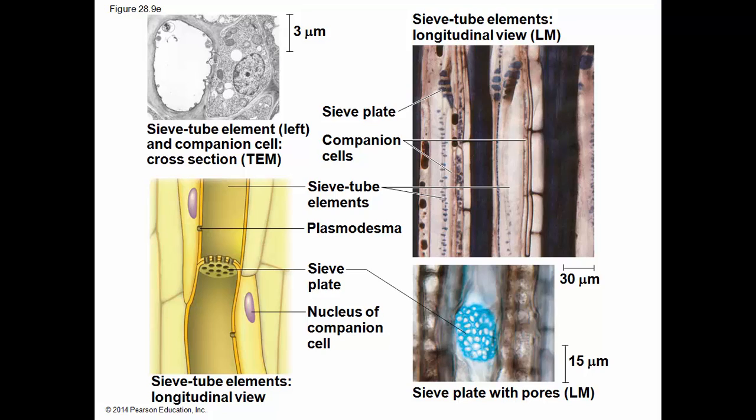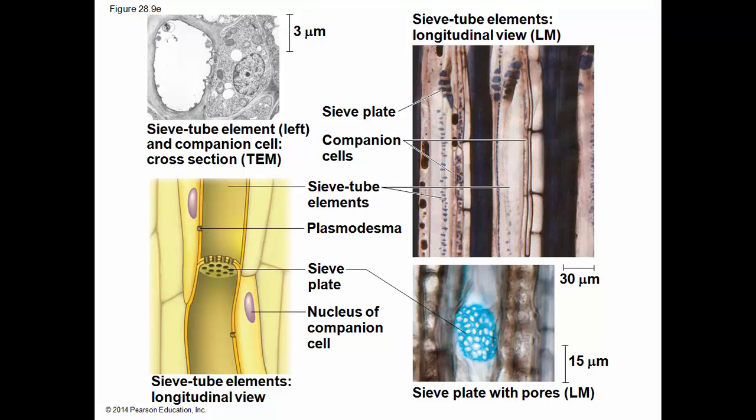Though alive, sieve tube elements lack a nucleus, ribosomes, a distinct vacuole, and cytoskeletal structures. The reduction in the cell contents enables the nutrients to pass more easily through the cell. The end walls between the sieve tube elements, called sieve plates, have pores that facilitate the flow of fluid from cell to cell through the sieve tube.